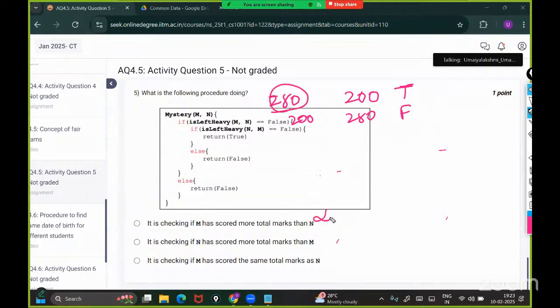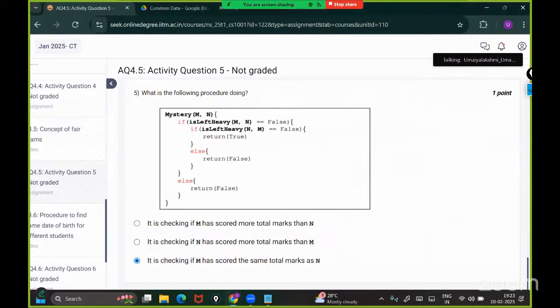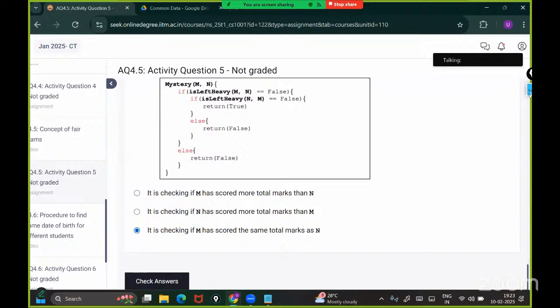Okay. So if n is greater, which means it's like 200 and 280, in this case for m comma n, I'll get false. But when it comes to n comma m, 200 and 280, here I'll get true. But if I get 280 and 280, then in both cases I'll get false. So the correct option can be option C. Is this clear to you all? Everyone?